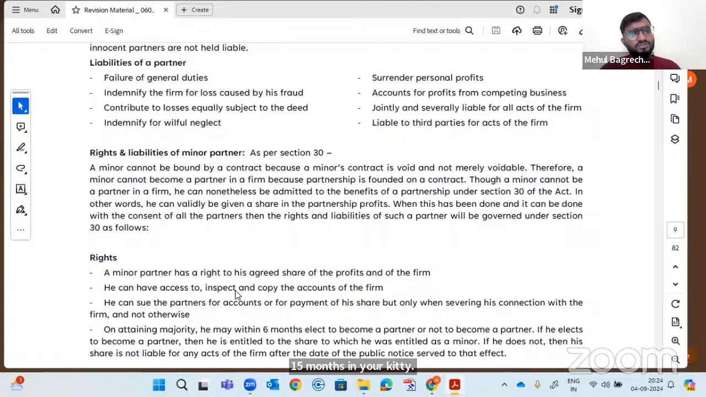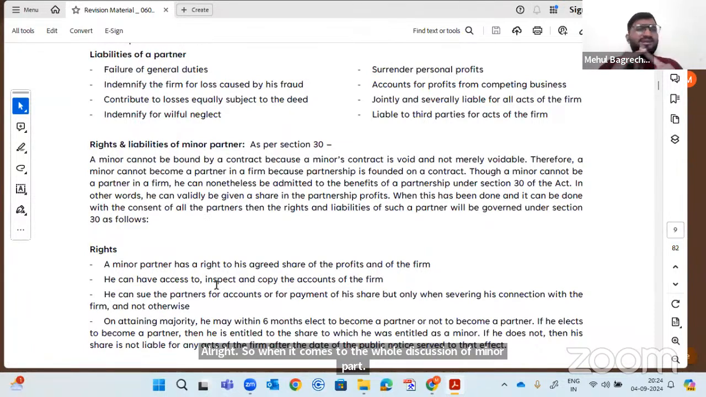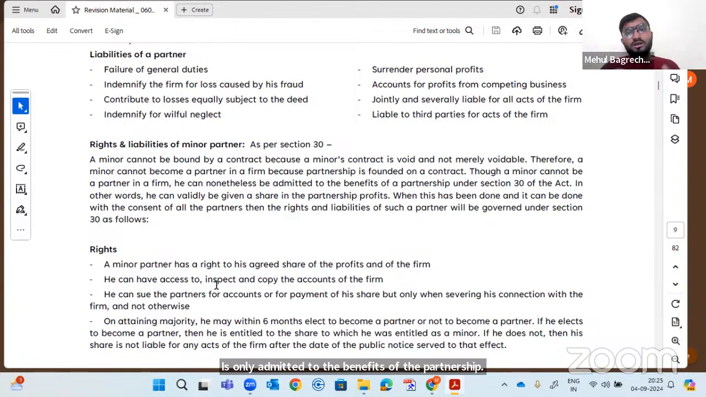So when it comes to the whole discussion of a minor being admitted to the benefits of partnership under section 30, it says a minor cannot become a partner in a partnership. So then what is this concept? A minor is only admitted to the benefits of the partnership. When you are preparing, you will have to pay certain extra attention to the rights before turning major and after turning major. So before turning major, am I going to get a right to file a case against the partnership firm? The answer is no. As long as you're in the firm, you cannot file a case.